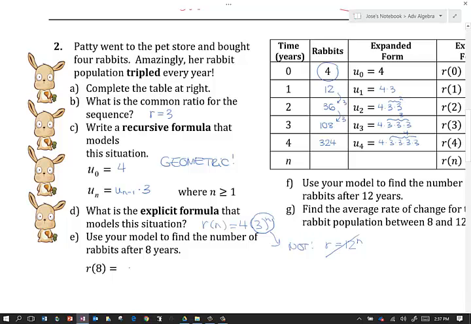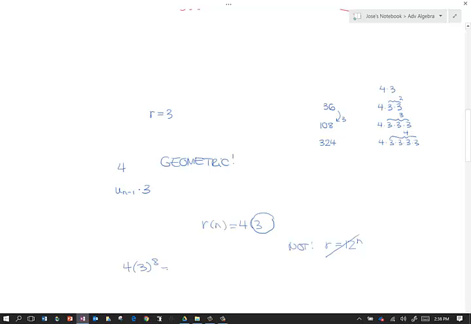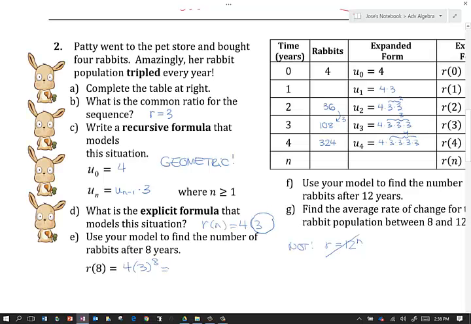So anyway, let's figure out how many rabbits you have after 8 years. She starts from 4. She's going to triple her population 8 times. This is something that you want to do with your calculator because it's pretty big. And if you do it, you're going to have 4 times 3 to the 8th power, which is going to give you 26,244 rabbits.